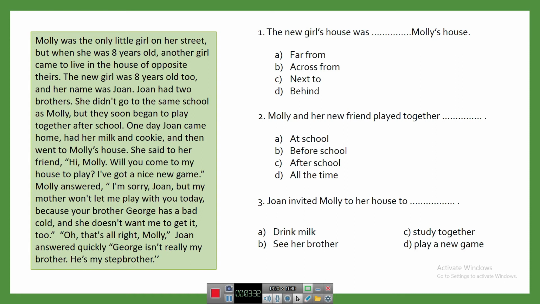Okay, here we have the answer. As we talked about it, another girl came to live in the house of opposite theirs. Opposite theirs. What does opposite mean? It means across from. It means that Joan's house and Molly's house was across each other, was opposite each other, okay? So, B is correct. The new girl's house was across from Molly's house.